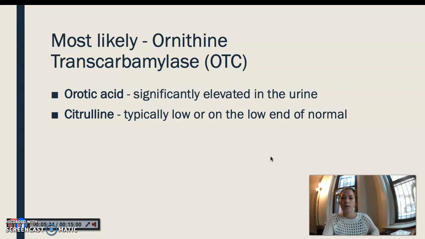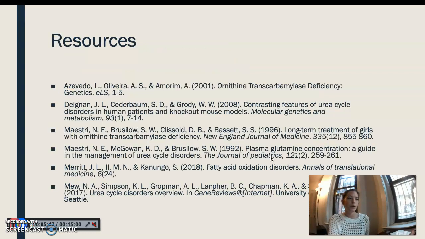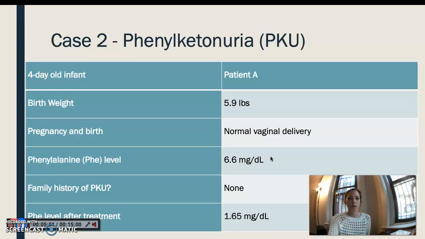Females with the gene often present with lethargy, trouble breathing, and controlling their body temperature, and even experience seizures or coma. And in the long term, this deficiency can cause liver damage and a developmental delay. So here are the resources for that. That was case 1. So now on to case 2.